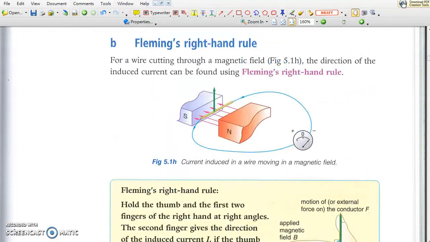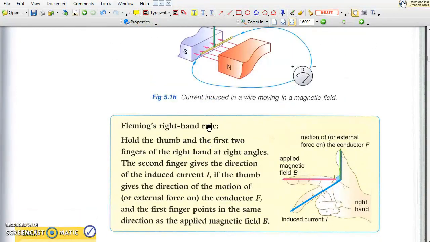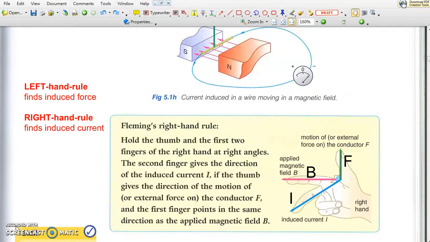B. Fleming's right-hand rule. To handle problems about a moving wire inside a magnetic field, we usually use Fleming's right-hand rule instead of Lenz's law. The application is similar to the left-hand rule. But please remember that the left-hand rule finds the force while the right-hand rule finds the induced current. Let's see how to apply the right-hand rule in the following example.